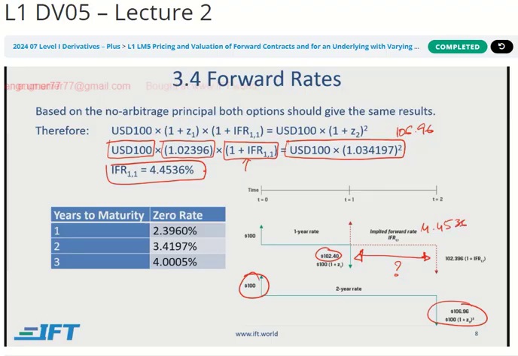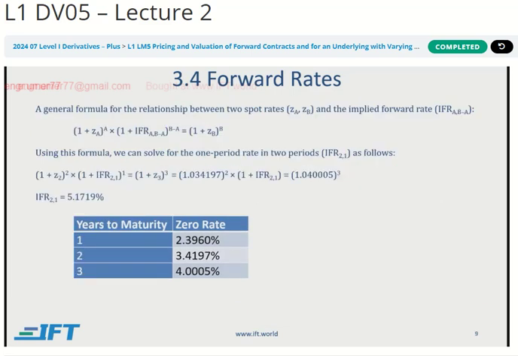So this is how you calculate the implied forward rate. Now it's easy to do that sitting over here. If you know the rate for 1 year and 2 years, you can calculate the rate starting from 1 year from now and then ending 1 year after that. And this is how you would do it.